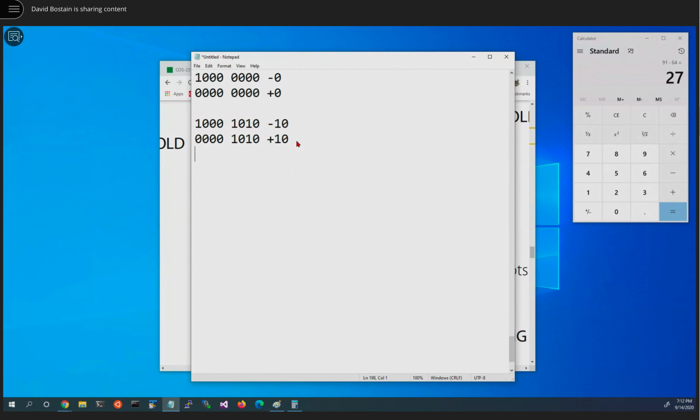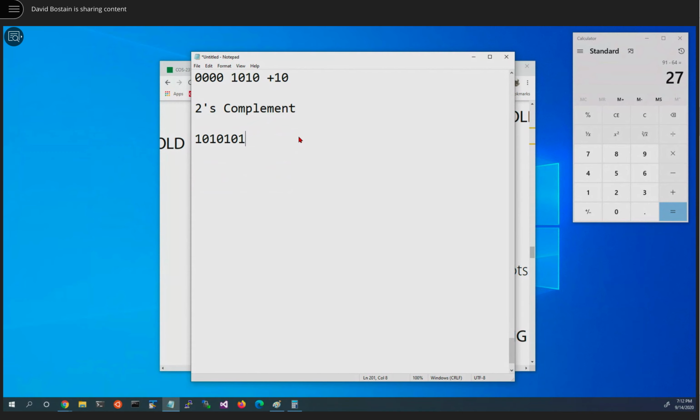Now, we use a little more complex way, but it turns out in the big scheme of things to be a better way of doing it. The way we're going to do it is something called 2's complement. First of all, what's complement? Complement means invert the bit.